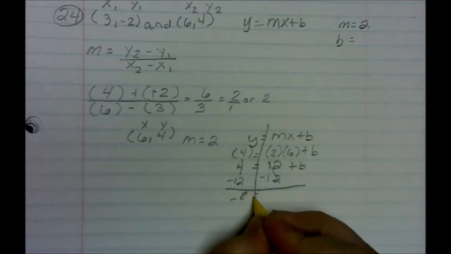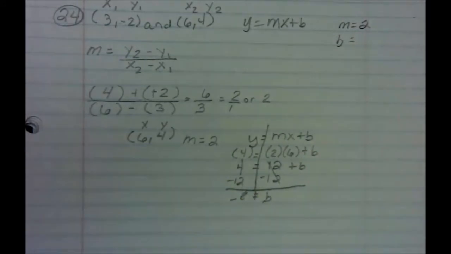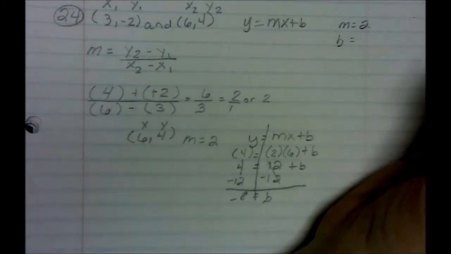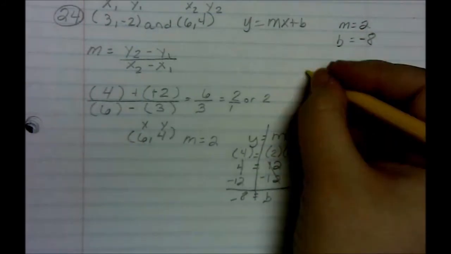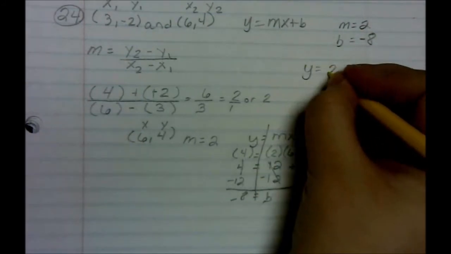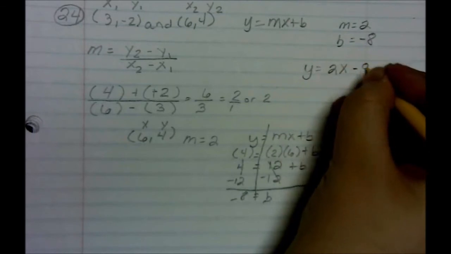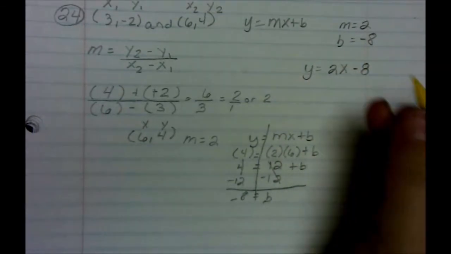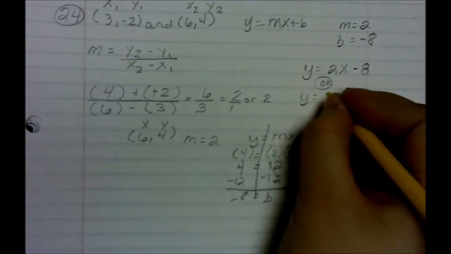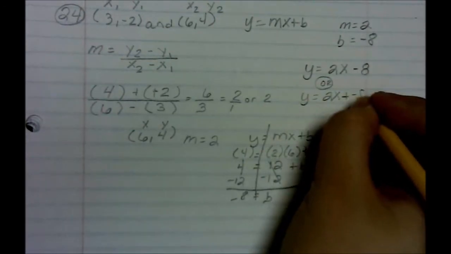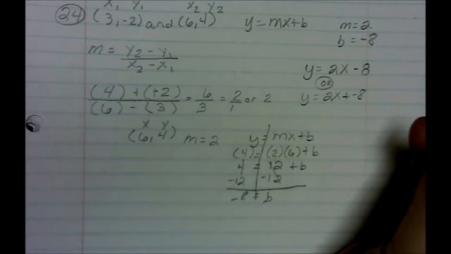And I'm going to plug down my b. I'm going to pull it down. So up here, I'm going to write down -8 for my b. So my final answer is y equals 2x minus 8. If you wrote y equals 2x plus -8, that means the same thing. I will accept either answer.